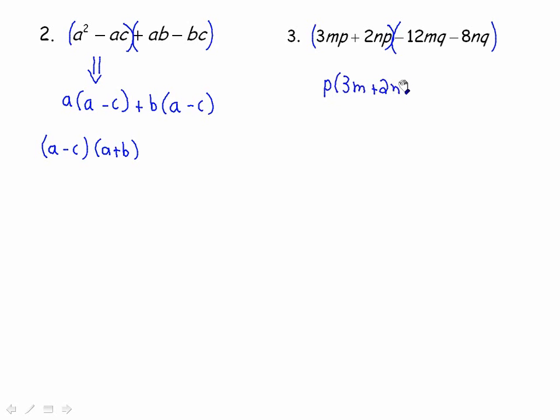plus 2n. And then the second one, here a factor of 4 can be removed as well as a q, and your decision is whether you take a plus, positive, or a negative out. And keeping an eye towards the idea of matching this binomial, we take a negative out. So when we divide that out, that's going to become positive 3m plus 2n, and that's exactly where we want it to be. So 3m plus 2n divides out, factors out of both of those clusters, leaving you with p minus 4q. So be aware of that.